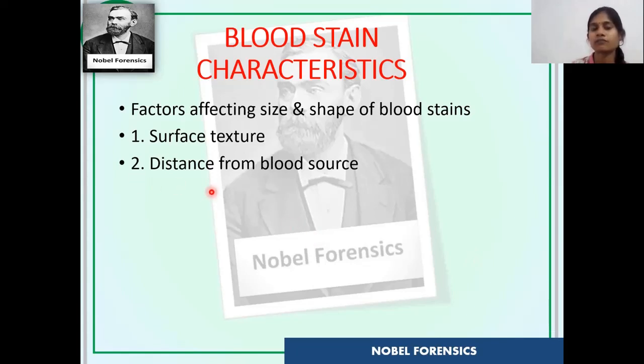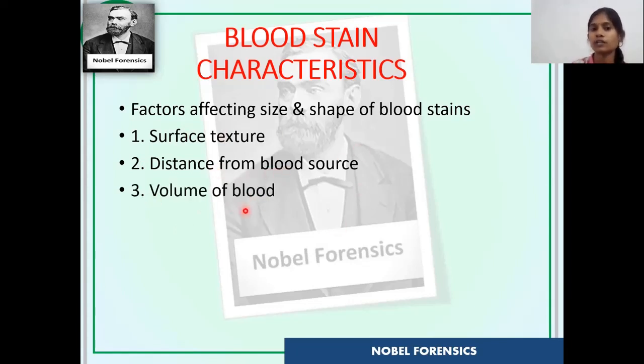So if 1 ml of blood is falling from a distance of 1 meter, and the same 1 ml of blood is falling from a distance of 2 meters, then definitely there is a difference between the patterns of the two blood stains. So distance will influence the formation of these blood stains.